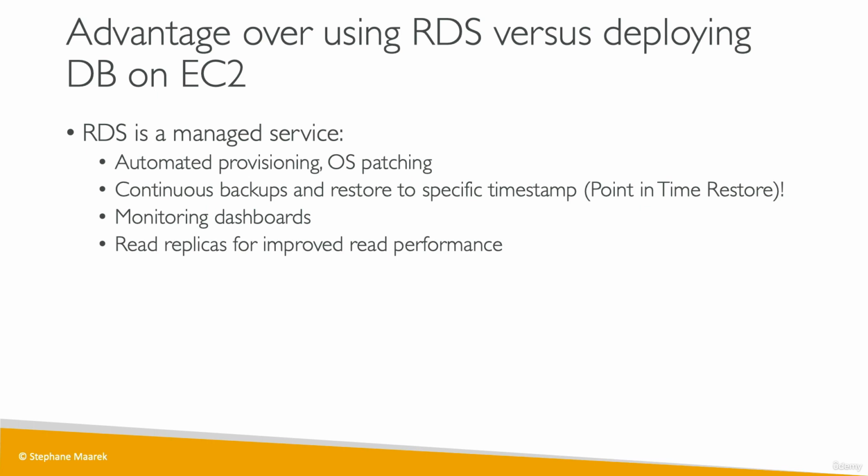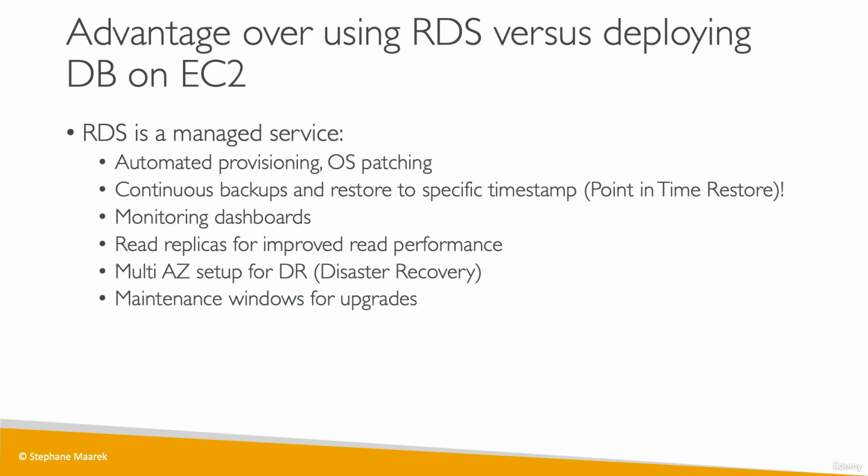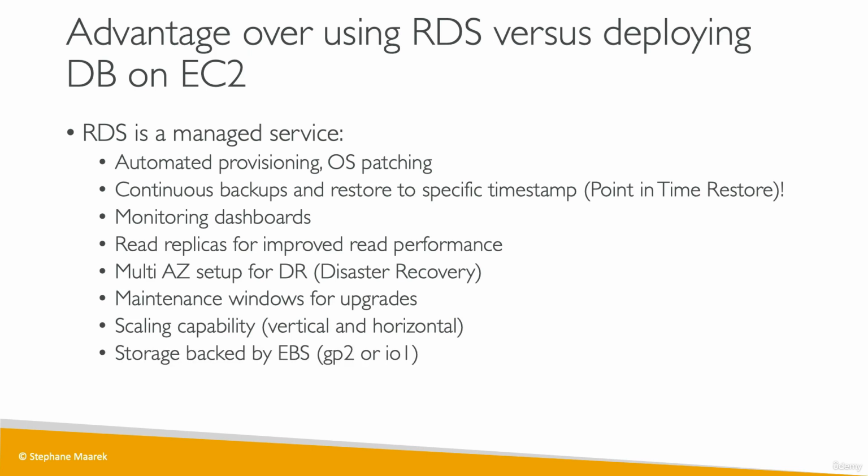You can have read replicas, and we have a dedicated lecture on read replicas in this course, to improve read performance. You can set up multi-AZ, and we also have sections on multi-AZ that will be helpful for disaster recovery. You have maintenance windows for the upgrades, and you have scaling capabilities, both vertical by increasing the instance type and horizontal by adding read replicas. Finally, the storage is backed by EBS, which is something we already know, GP2 volumes or IO1. But the only thing we do not have is we cannot SSH into the RDS instances.